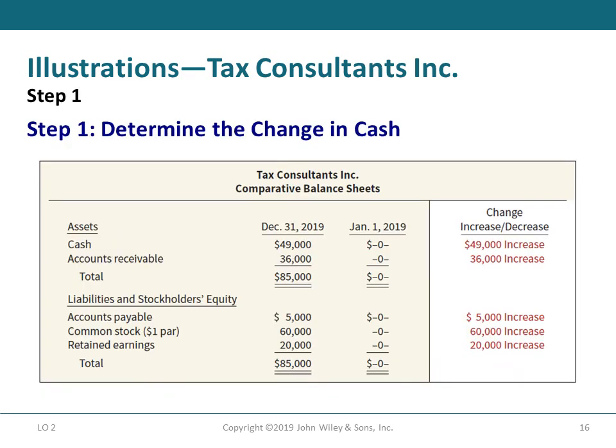First step is to determine the change in cash. You can find cash at December 31, 2019, $49,000 compared to cash at January 1st, 2019 of zero, so cash increased by $49,000.